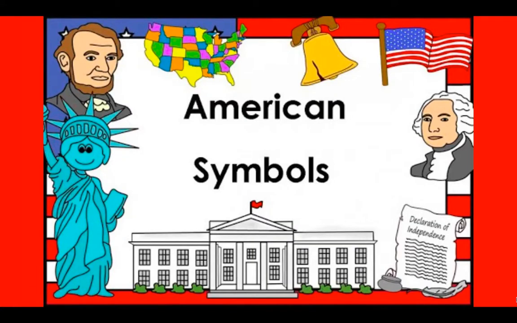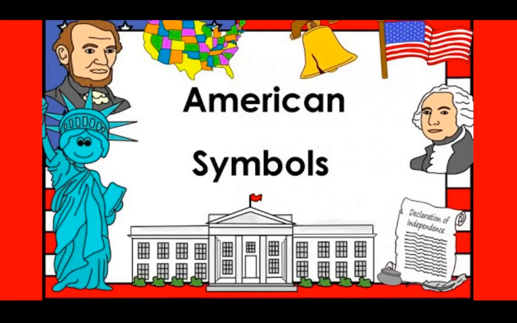Hello, second graders. It's time for social studies, and we are continuing to study American symbols. We are going to start today with a little guessing game. I am going to show you a picture of a U.S. symbol, and you are going to shout the name of it at the screen. Are you ready? And while you're shouting those names at me, I also want you thinking of all those great facts that you learned about each symbol. Let's begin.